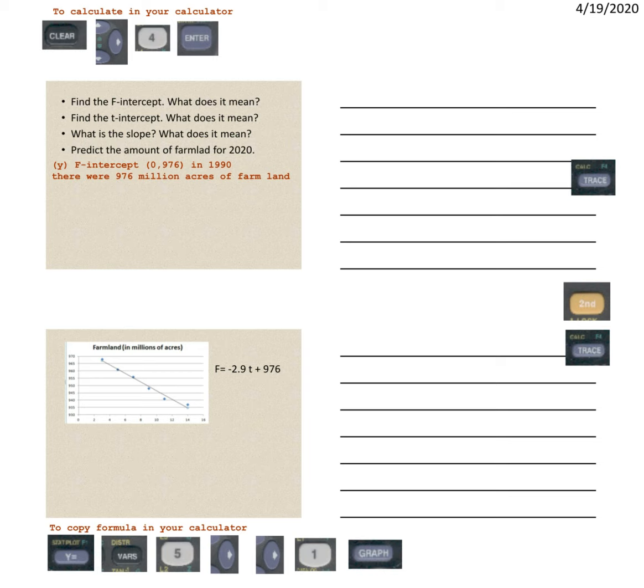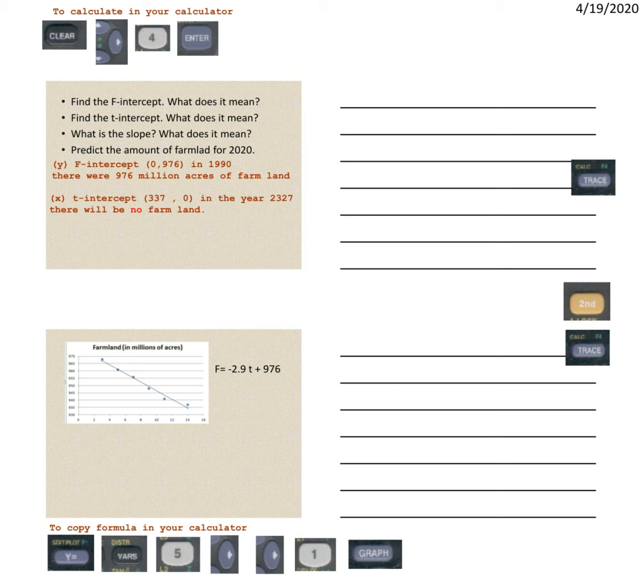The F-intercept, or what we call the Y-intercept, we found it to be at 0. In other words, 1990, we had 976. So in 1990, there were 976 million acres of farmland. That's a lot of farmland, luckily, right? That means we get a lot of food out of them, hopefully.